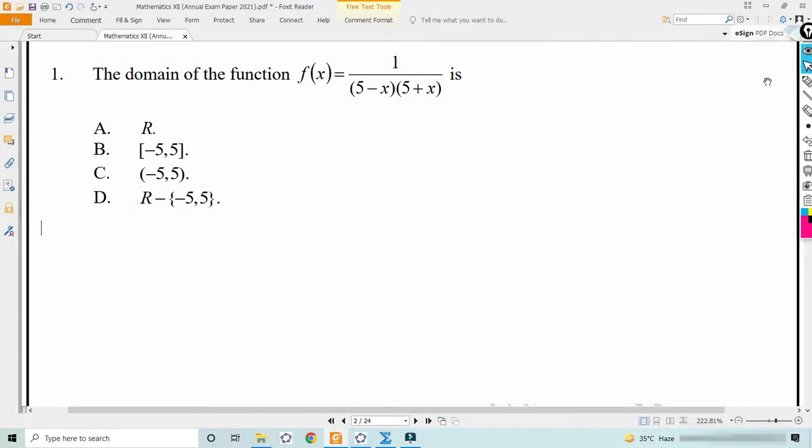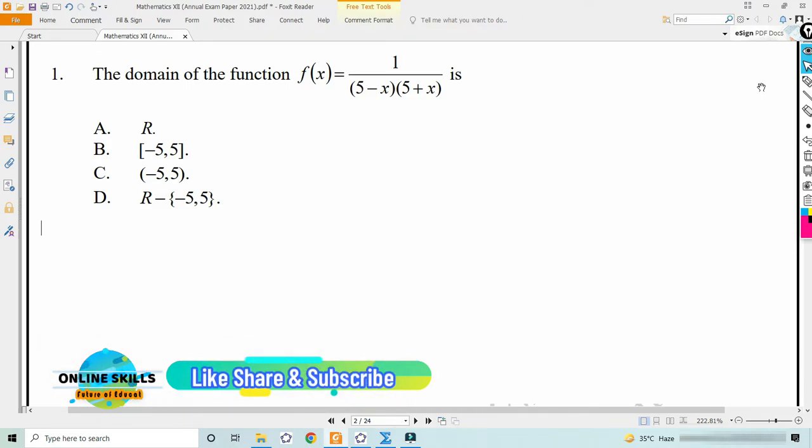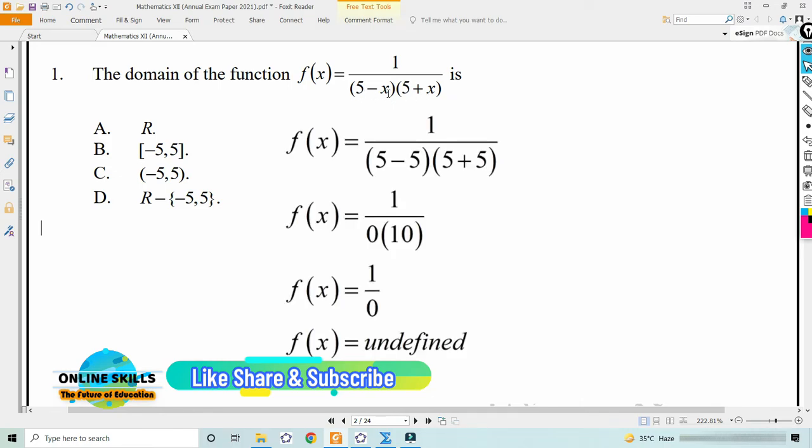In first MCQ, we have to find the domain of this function, and we know that domain of the function is a set of values which makes the function defined or which gives a valid answer, a finite answer. In other words, we can say that a value which makes the function undefined cannot be the part of the domain. So when we put x equal to 5, the function is undefined because of 1 upon 0.